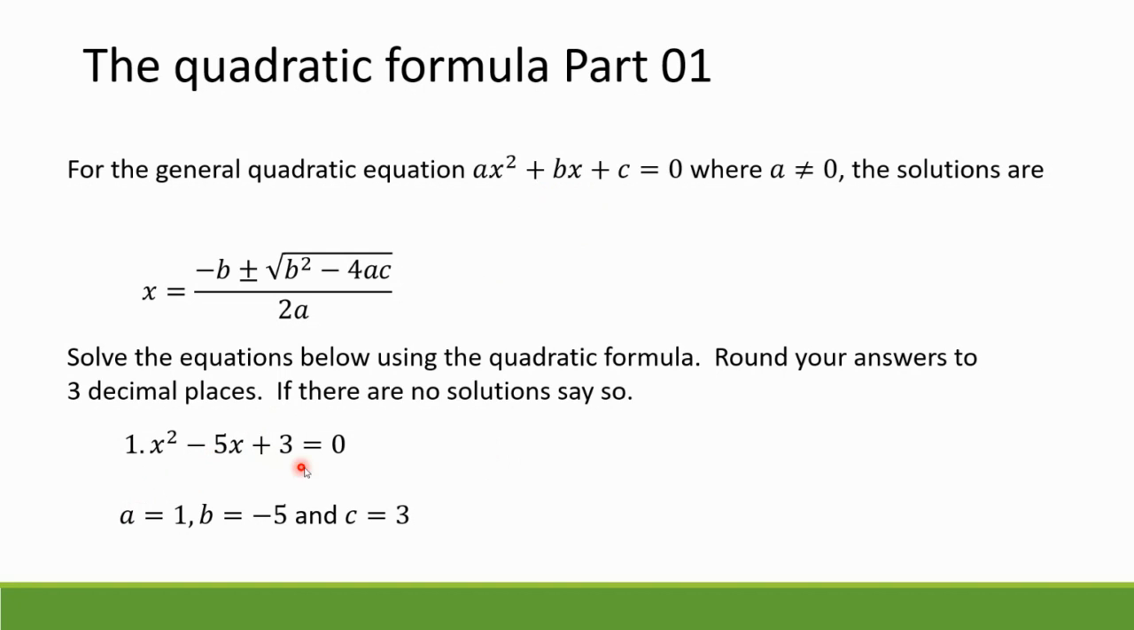So here, let's solve this equation. We can see that A, which is the leading coefficient, is 1. If it's not listed, it's 1. It's understood, if the term is there. Minus 5x, we include the minus if we're subtracting. Plus 3. B, remember, is the coefficient of x, which is minus 5. C, the constant term, is 3.